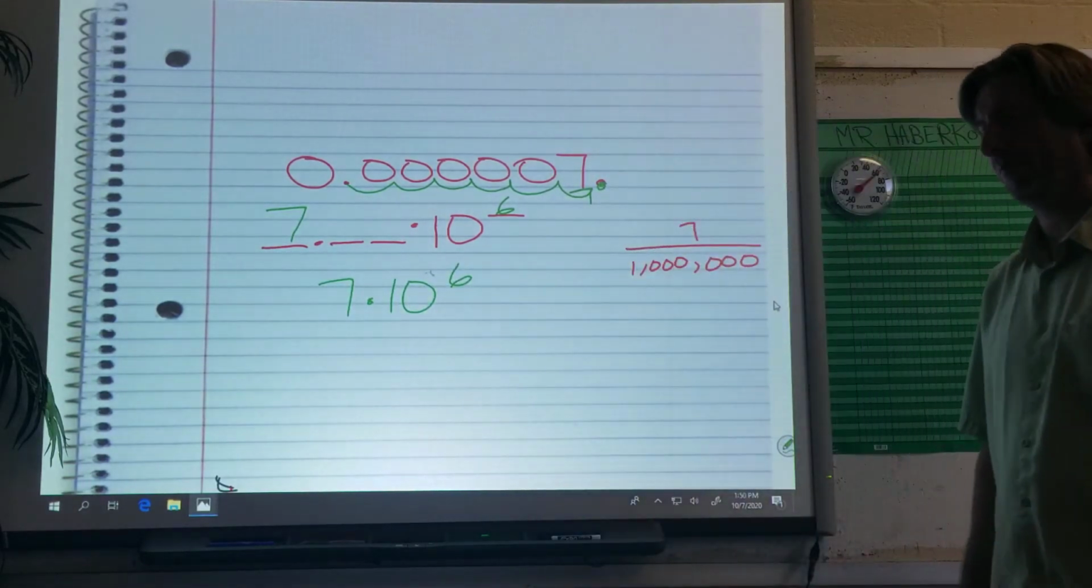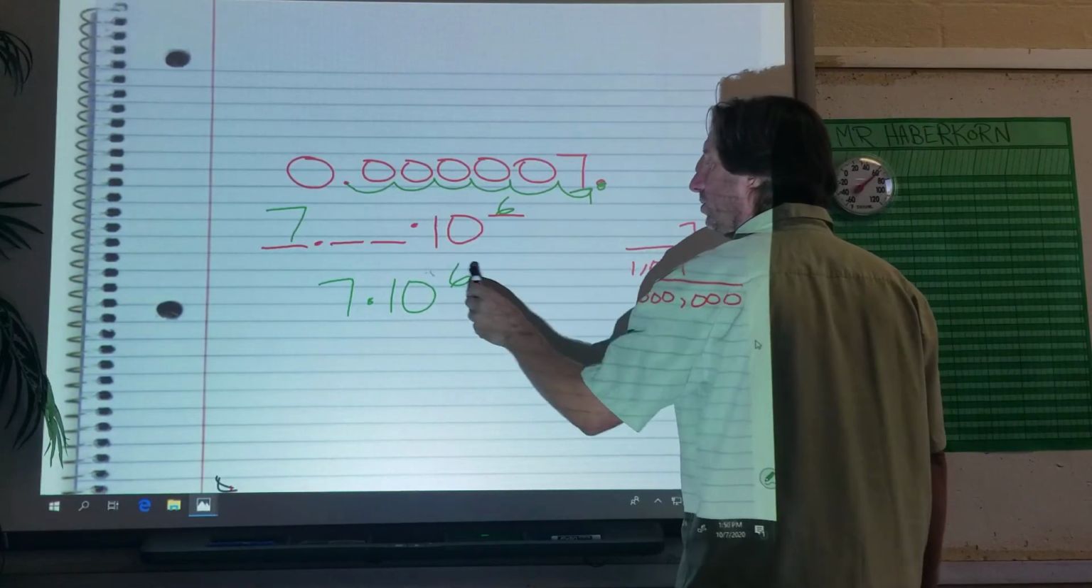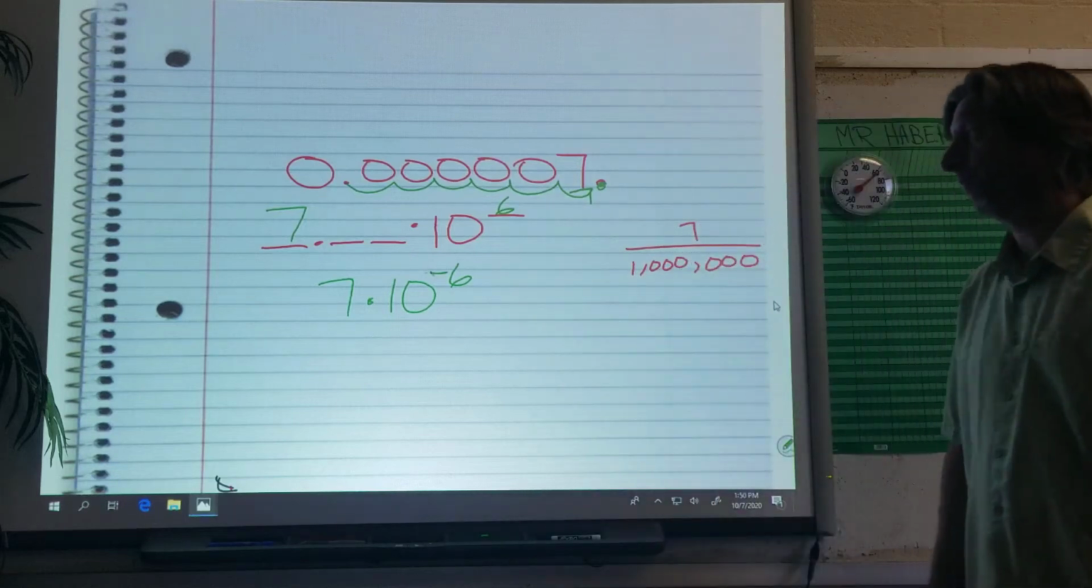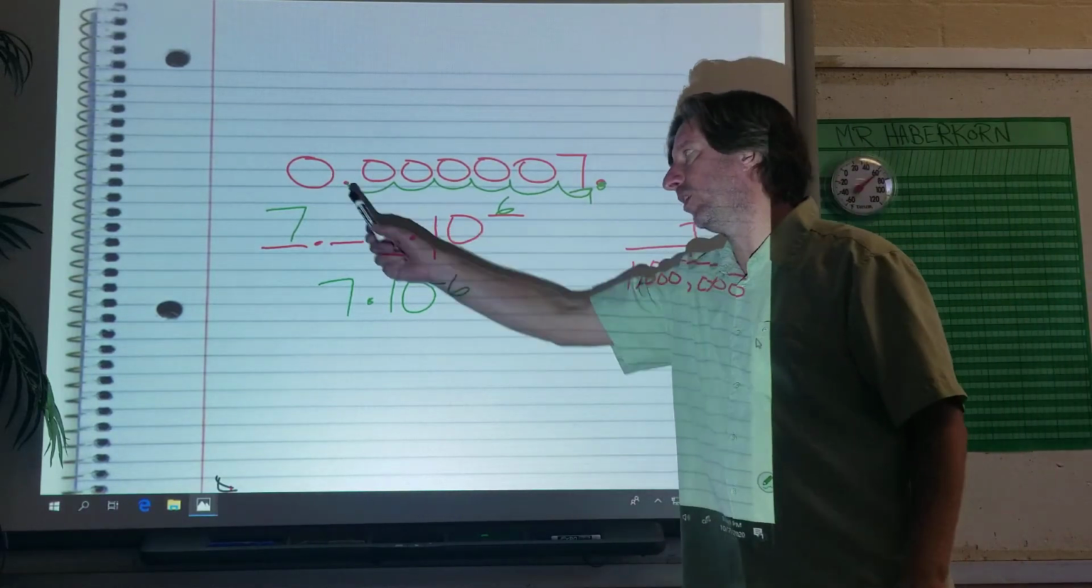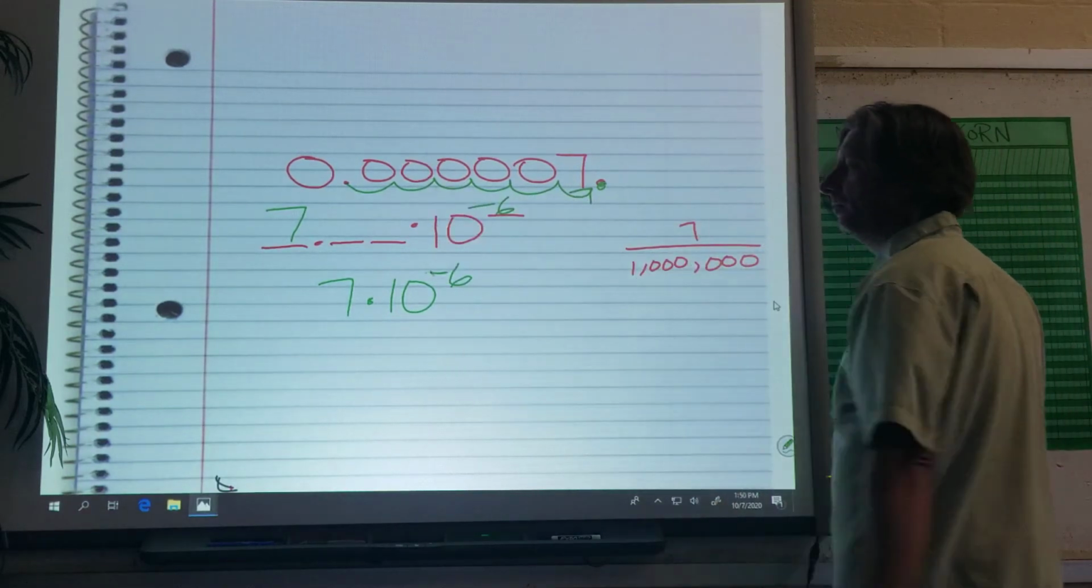What did I forget? Well, I forgot that this is a very small number. So we have a negative exponent, okay? A number that starts with 0, very small. So 7 times 10 to the negative 6th.